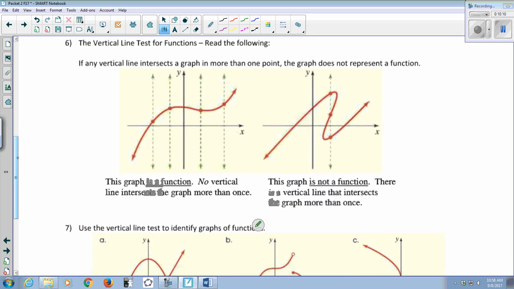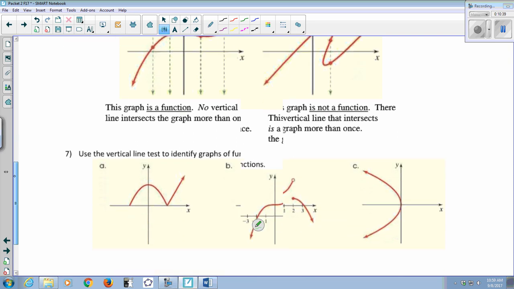It says that if any vertical line intersects a graph in more than one point, the graph does not represent a function. So this first one is a function. We can sweep a vertical line through it from left to right, and it will never touch in more than one spot. But this next picture is not a function, because as we sweep a vertical line from left to right, there are places where it hits in more than one point. Okay, so that one's not a function.